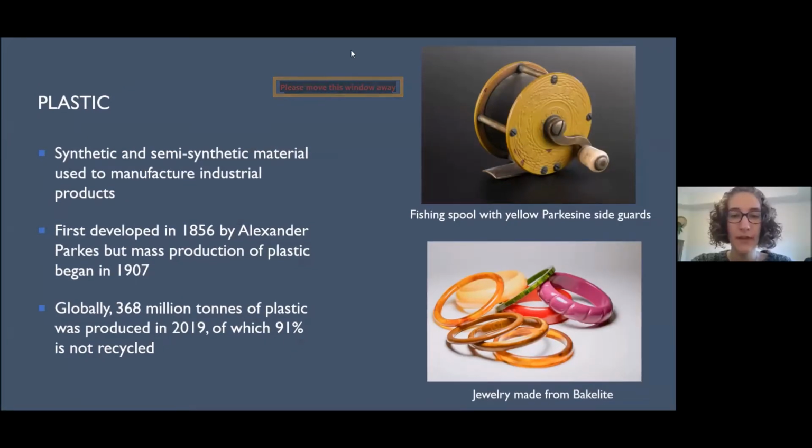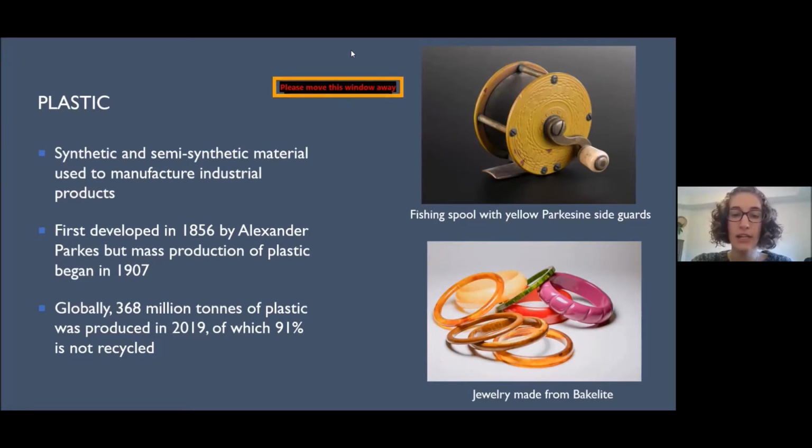Plastic was first developed in 1856 by Alexander Parkes, who invented Parkesine, but the mass production of synthetic plastic did not begin until 1907, when Leo Baekeland created Bakelite. The picture on the top is a fishing spool with yellow Parkesine side guards, and the picture on the bottom is jewelry made from Bakelite plastic.